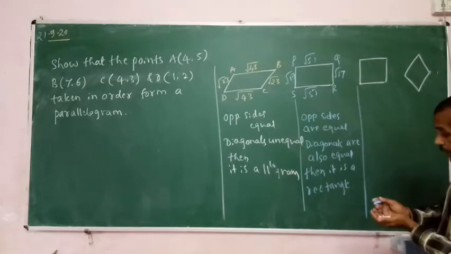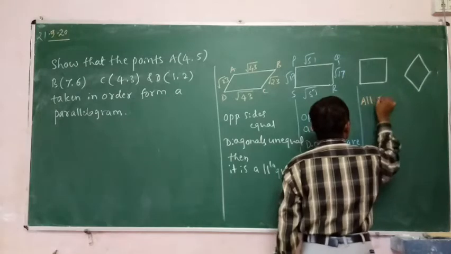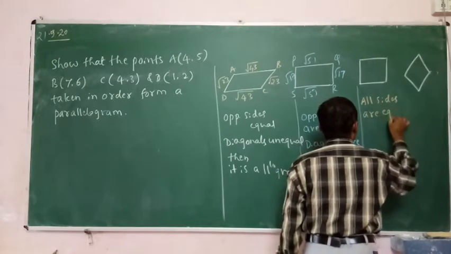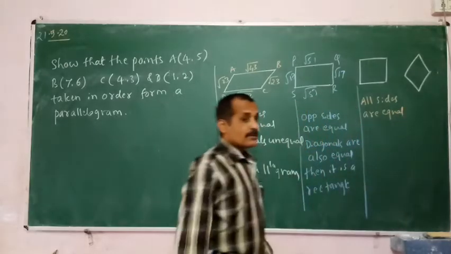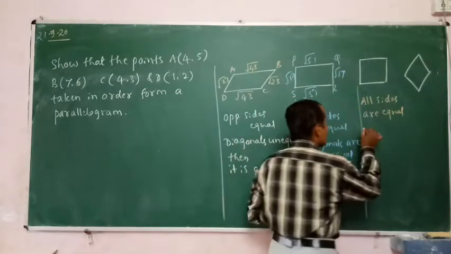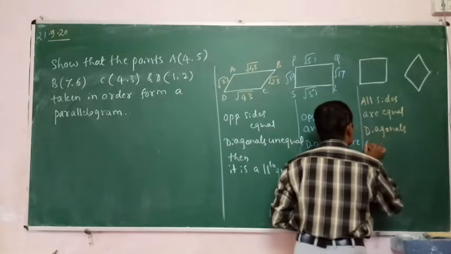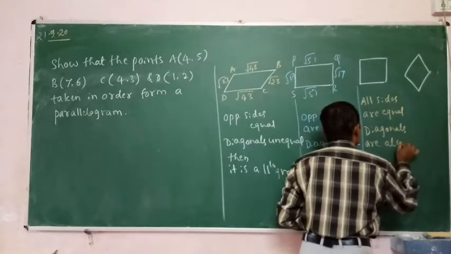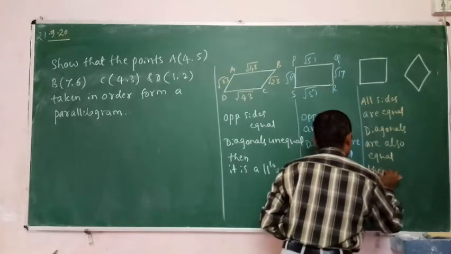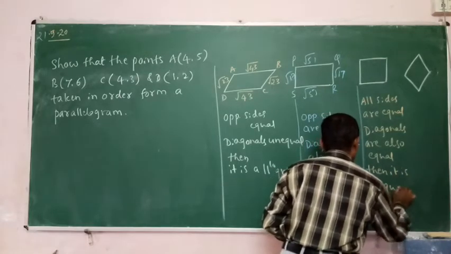If you come to the square, all sides are equal. See, only opposite sides are equal there. Here all sides are equal. Diagonals are also equal. Then it is a square.